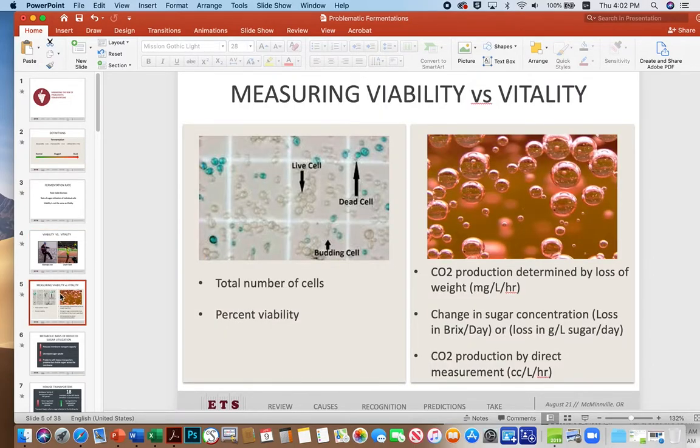And so two of the ways we measure viability versus vitality: on the left, you can see the use of methylene blue staining and a hemocytometer, which I talk about in the lab portion. And there's also slides for this on the tools used in our field, the field of wine micro. And so you're looking at a methylene blue stain of live and dead cells. The dead cells are blue in this particular image, as you can see here, and all around.